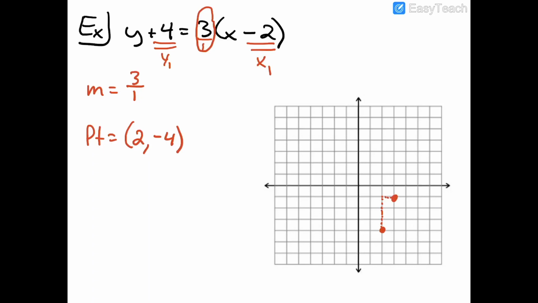I can do it again. I can go up 3 and to the right 1, and there's another point. And I can do this multiple times, and then finally add my line through those points. So there's 3 examples of graphing a line in point-slope form.